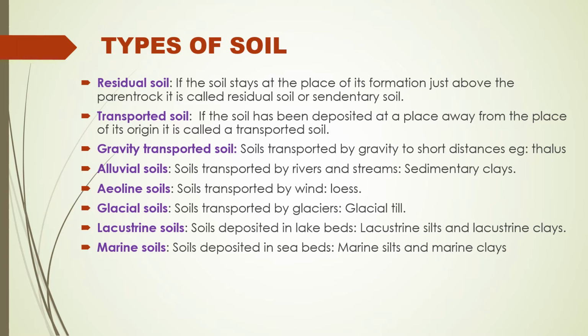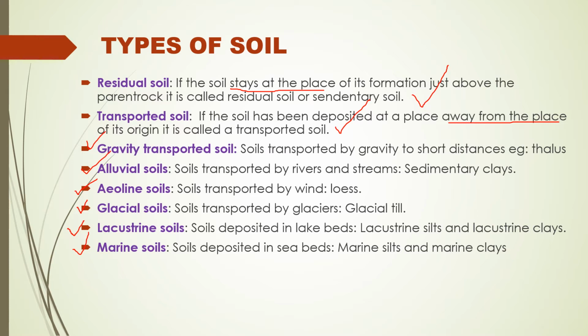First one is residual soil. If the soil stays at the place of its formation just above the parent rock, it is called residual soil or sedentary soil. Next one is transported soil. If the soil has been deposited at a place away from the place of its origin, that is called transported soil. Again, the transported soil can be divided into gravity transported soil, alluvial soil, aeolian soil, glacial soil, lacustrine soil, and marine soil.